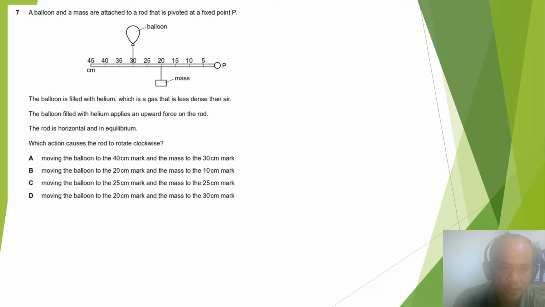So first we have to know that they are balanced. The requirement is that the torque one is equal to torque two. That is the equation to make it balanced. So torque one is force 1 multiplied by R1, which is equal to force 2 multiplied by R2, the distance from the pivot to the force.